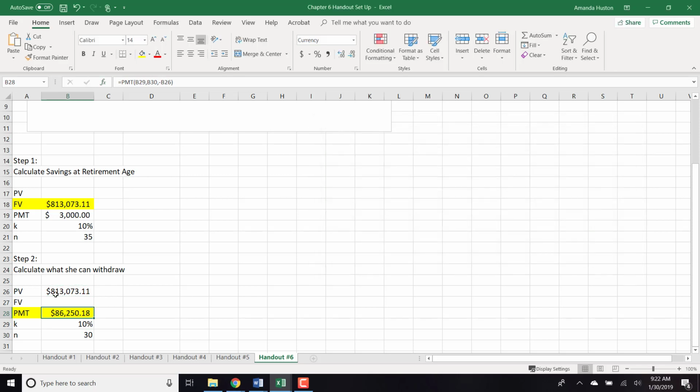$813,731.1. So she can withdraw $86,250 if she leaves the balance invested, earning 10%. Every year at the end of the year, she could withdraw $86,250.18. And that is an overview of time value of money calculations in Excel.